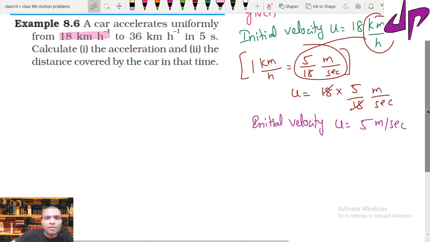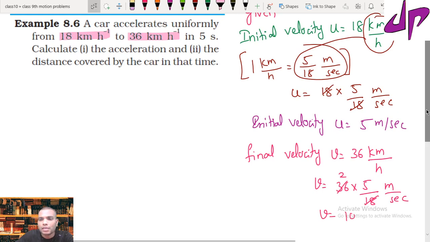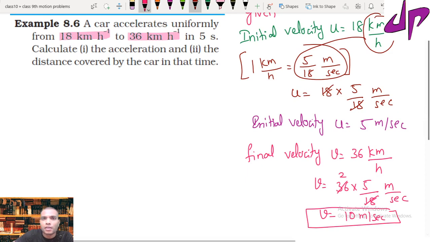And in the problem they have given one more velocity, that is 36 km per hour. Now that we need to take as final velocity. Final velocity v equal to 36 km per hour. Convert that into meter per second. v equal to 36 times 5 by 18 meter per second. 18 in 36 two times, and v equal to 10 meter per second. So this is final velocity.